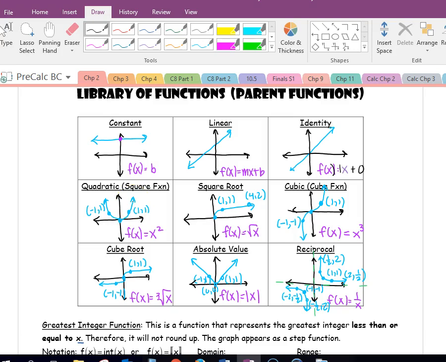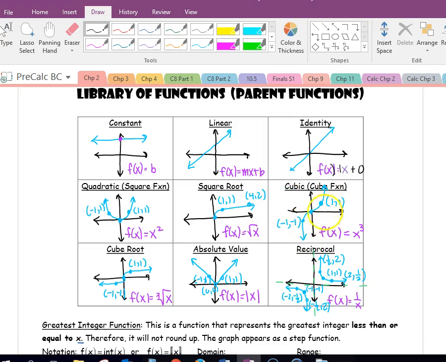Next is the square root function. That looks like this, f of x equals square root of x. Some important points: we have a turning point here, not really a vertex, but we'll call it a starting point or a turning point at 0, 0. And then two other points would be 1, 1 and 4, 2, because square root of 1 is 1 and square root of 4 is 2. Obviously, there would be other points continuing on as well.